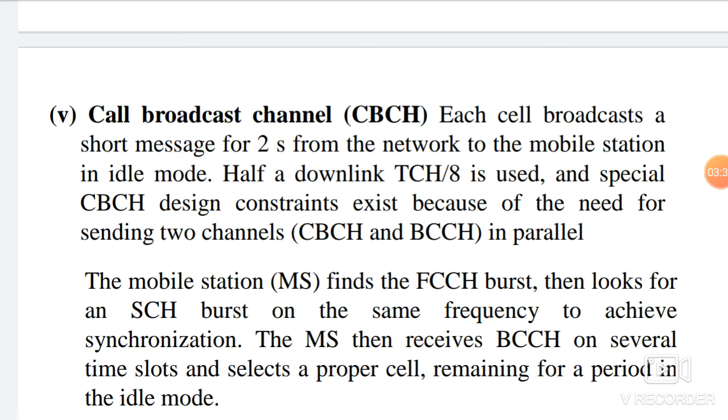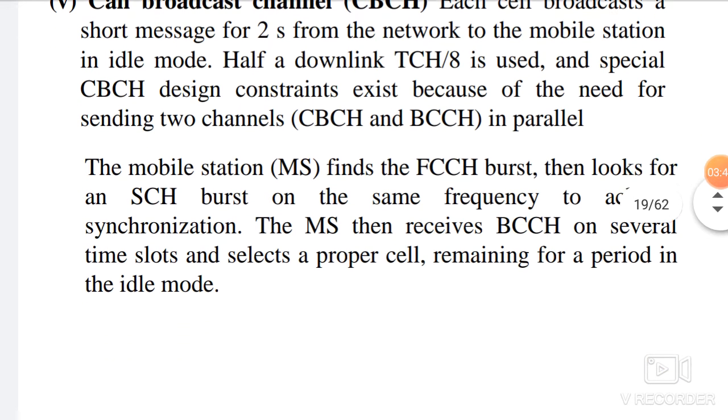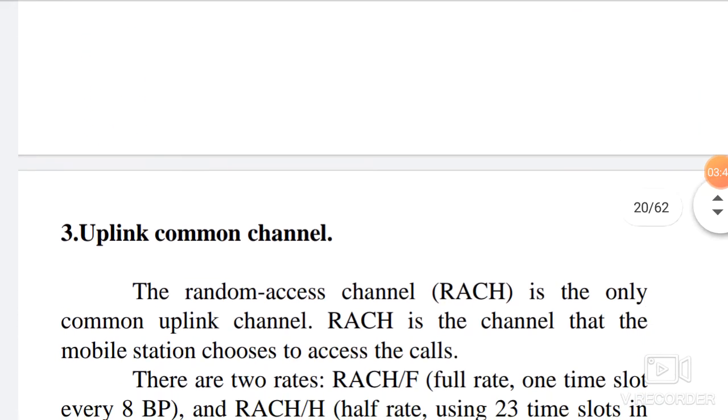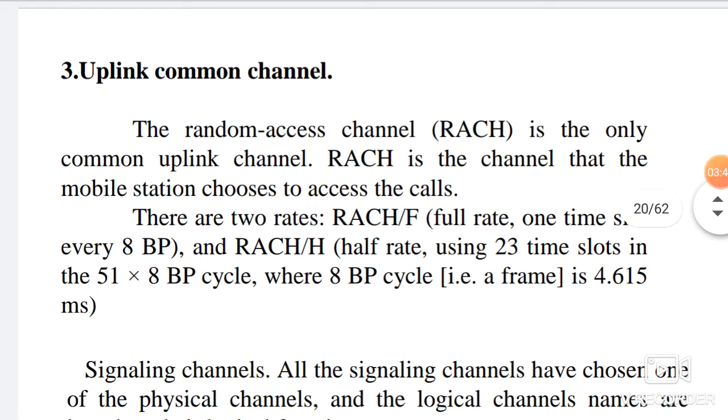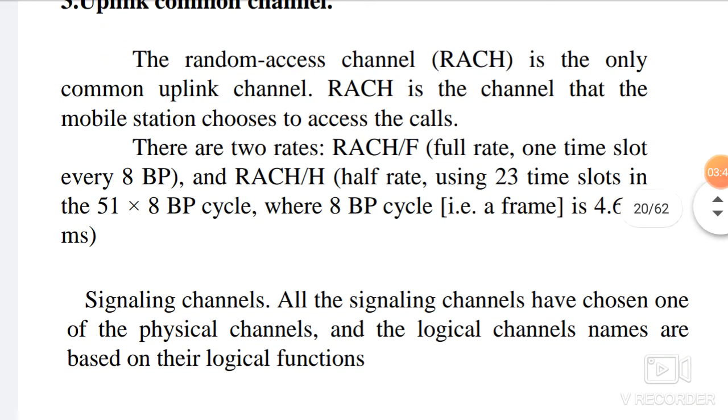The next one is the uplink common channel. The random access channel is the only common uplink channel. RACH is the channel that the mobile station chooses to access the calls. There are two rates, RACH/F and RACH/H. Here also the same thing: RACH/F represents your full rate, RACH/H represents your half rate. And the signaling channels: all the signaling channels have chosen one of the physical channels, and the logical channel names are based on their logical functions.